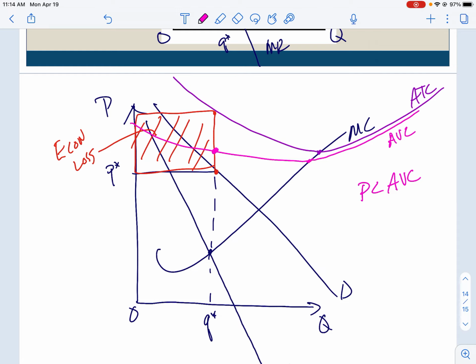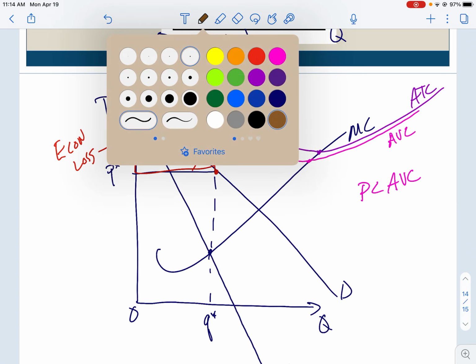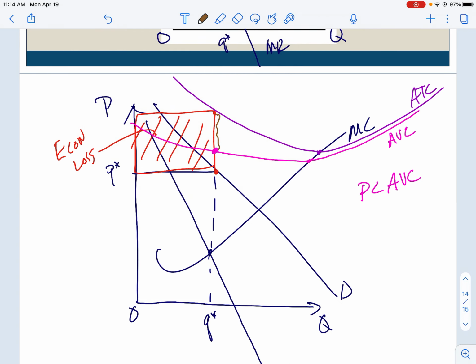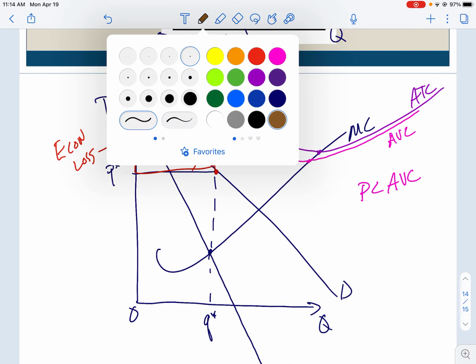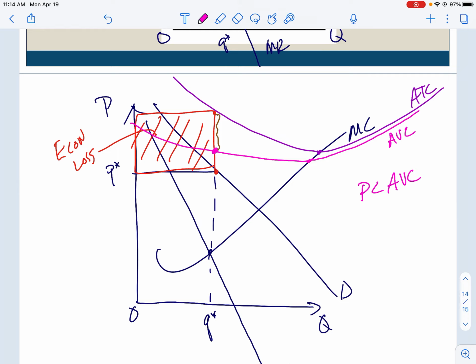That red box with the stripes, that is my operating loss. Remember that my fixed costs would only be this big, right, per unit. And so if I thought about times Q star units, I'd get a box that's smaller than my red box with the stripes. So this is a scenario where I want to shut down and pay fixed costs.